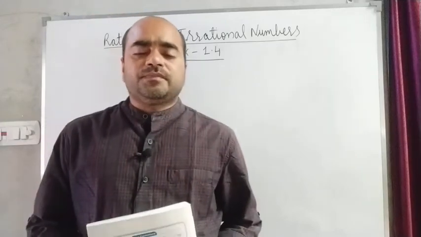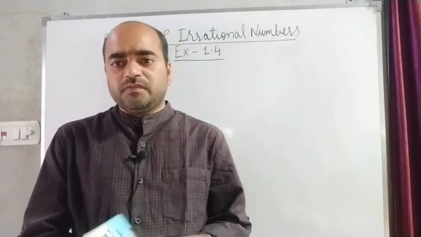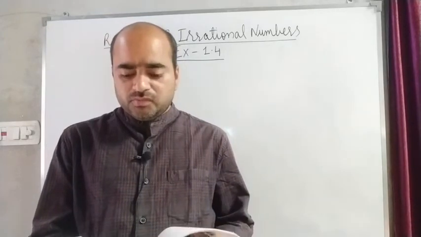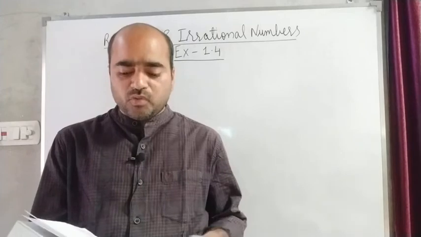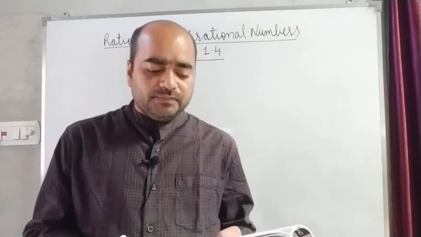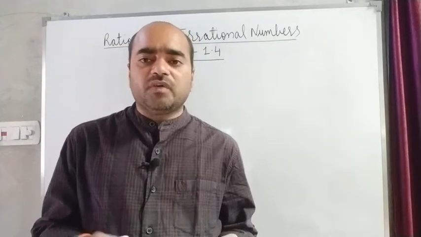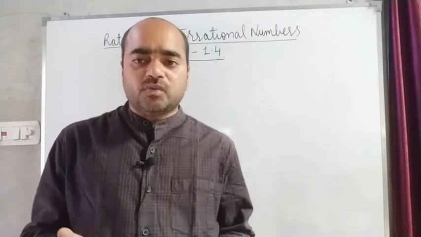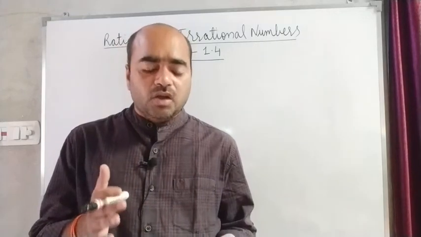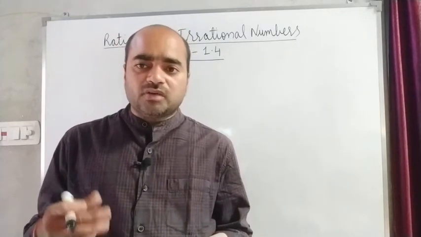Hello children, yesterday's lecture we completed up to question number 8. So today we will complete exercise 1.4. In question number 9 onwards we have to find the greatest or smallest, or write the numbers in ascending or descending order. So for that, what is the procedure?